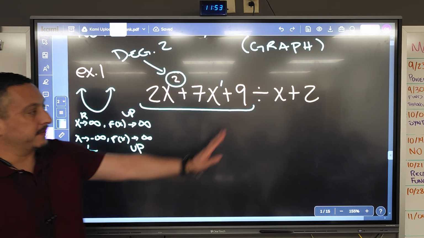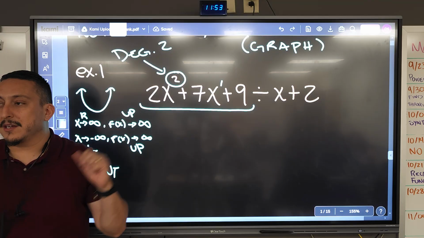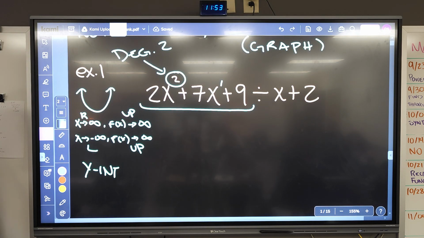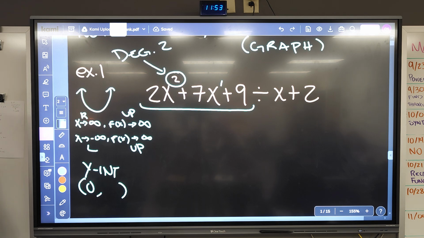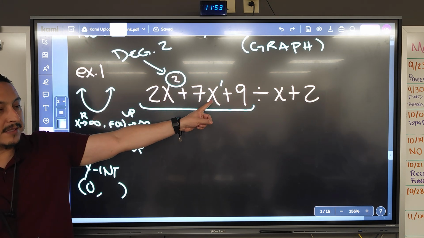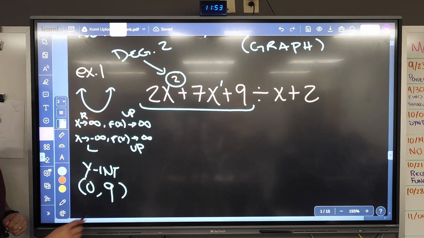So don't look at the divided part. That's why I just underlined the trinomial there. What would the y-intercept be on this one? 9. Okay, because you plug a 0 in here, that's 0. Plug a 0 in here, that's 0. So there's your y-intercept. A lot of information.